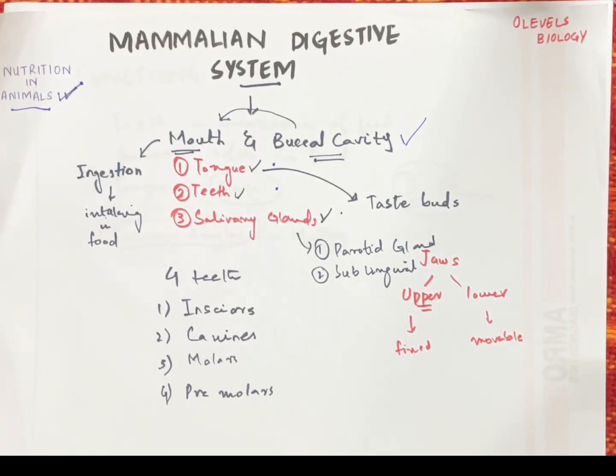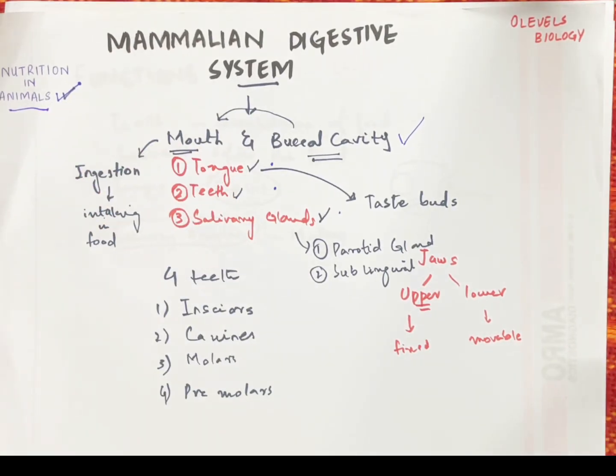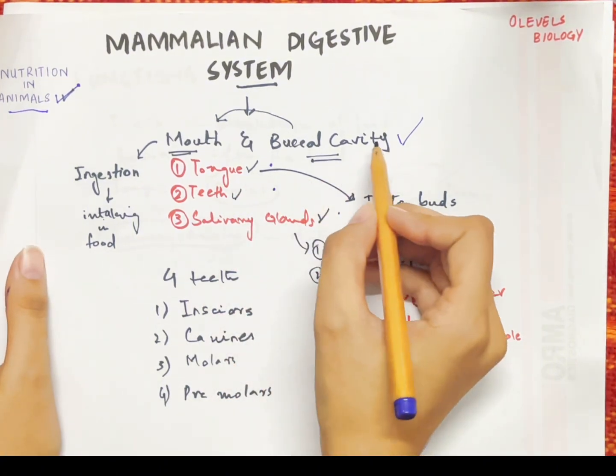Welcome to Pulsating Biology, where we have already covered the topic nutrition in animals, and this is the revision video for that chapter. We begin this chapter with a very basic topic, and the revision is going to be the same. We are going to start with the mouth and the buccal cavity.